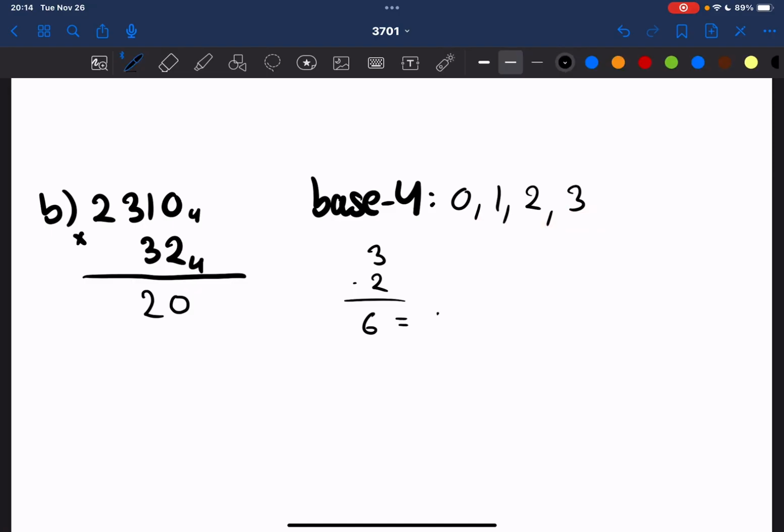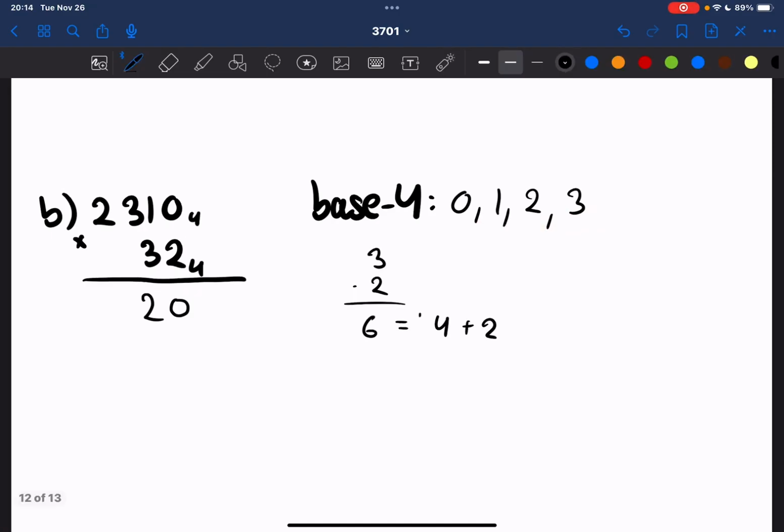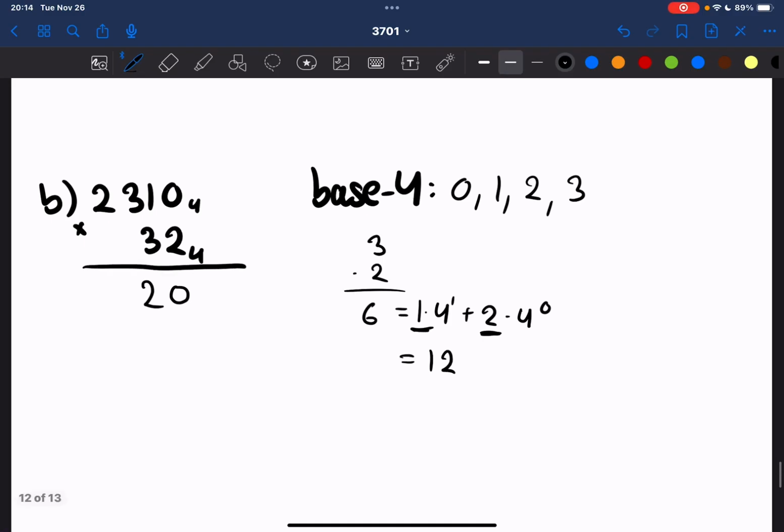6 is just 4 plus 2, right? If we think about how that works, this would be 1 times 4 to the power of 1 plus 2 times 4 to the power of 0. So we take these two digits, 1 and 2, and we say, okay, that's our number. That's 6 in base 4. So we could just say, 3 times 2 is equal to 12. Take that first digit, carry the second. And that's how we're going to do this conversion.